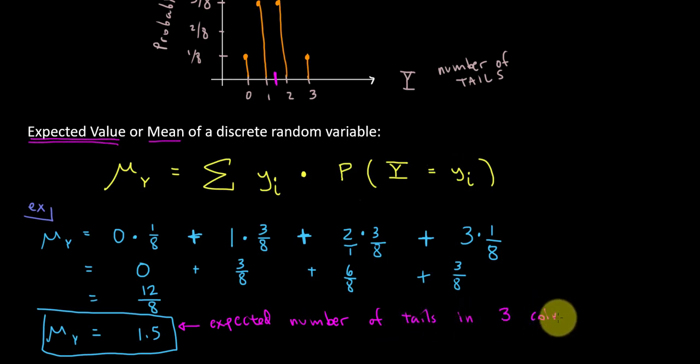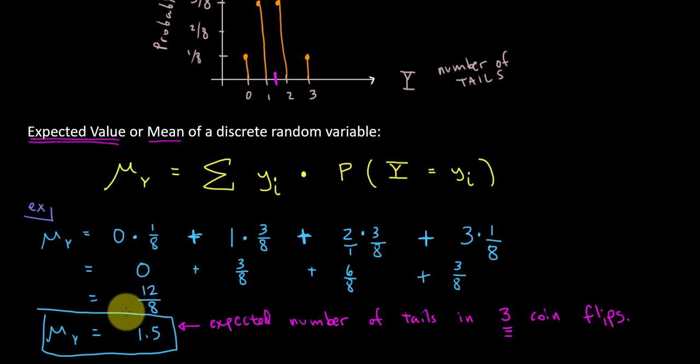in 3 coin flips. So if you were to flip a coin 3 times, and then 3 times again, and 3 times again, and every single time that you flipped a coin 3 times, we know that you might get 0 or 1 or 2 or 3, but on average, they should average to 1 1/2 tails.